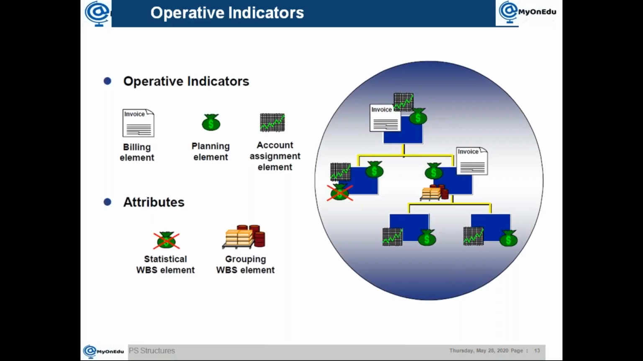It automatically comes. But as long as you're going for hierarchical planning, then it has to be a planning element. Planning element means that the operative indicator checkbox has to be active, then it will allow. Then the third one is the most important one, which we call an account assignment element. So if you want to do any kind of posting, or if you want to assign it to any other object, even if you want to create the network and activities under that WBS element, then this WBS element operative indicator should be account assignment element.